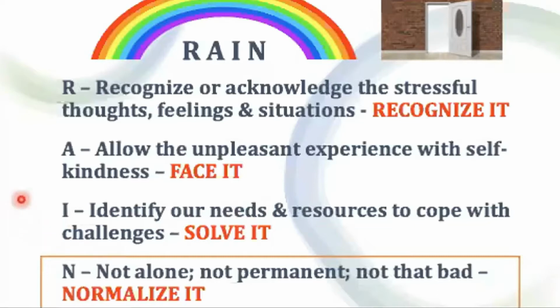After that is done, we go to the last one, N. Remind ourselves we are not alone, it's not permanent, it's not that bad. Still remember in last week's session, I mentioned that pain is inevitable in life. Pain is inevitable, that means it cannot be avoided, but suffering is optional. So if we can remind ourselves that whatever challenges we are having, we are not alone, it's not permanent, it's not that bad.